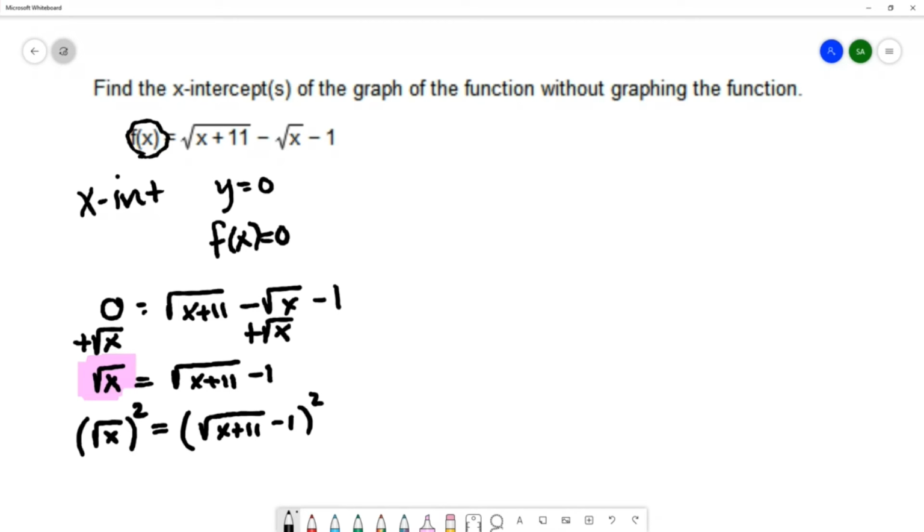So you square the right, and the square and the square root will cancel each other out on the left. So we're just left with x. On the right, it's going to get a little bit messy. We are squaring a binomial. So I'm going to write it twice.